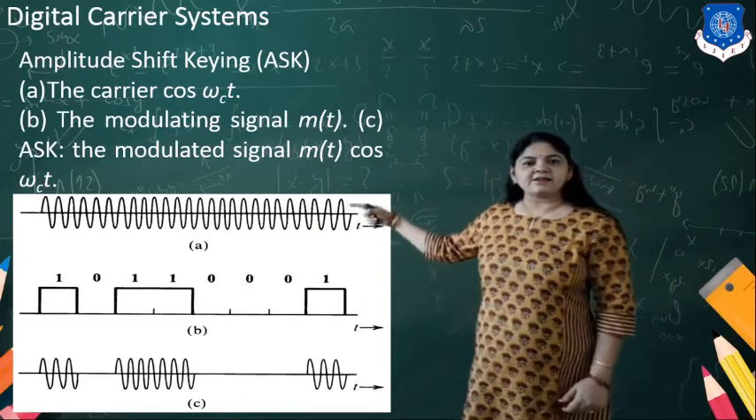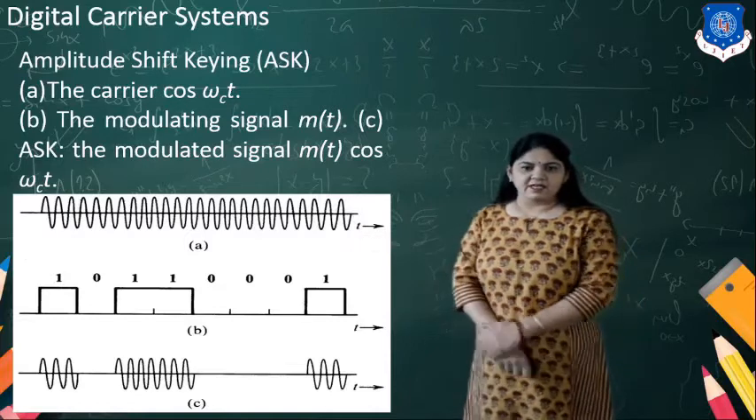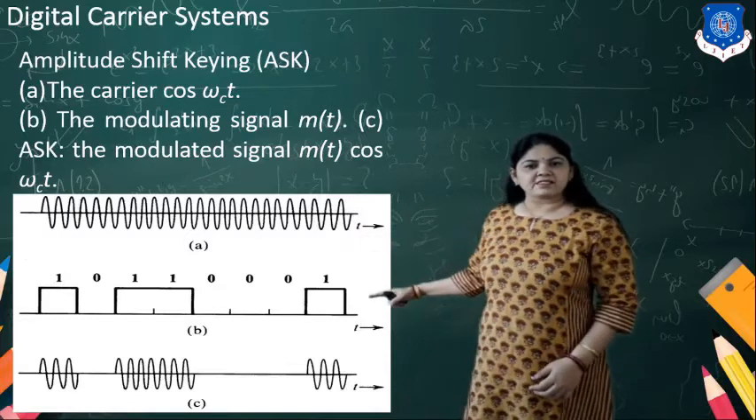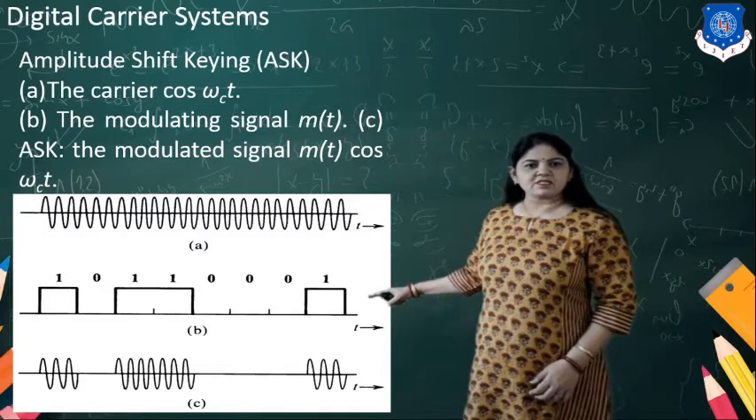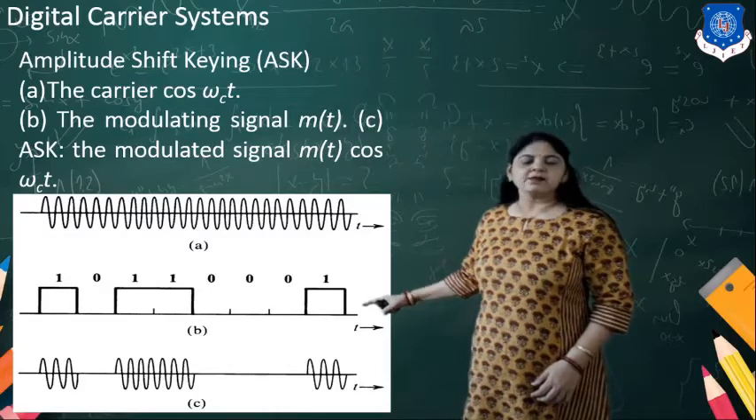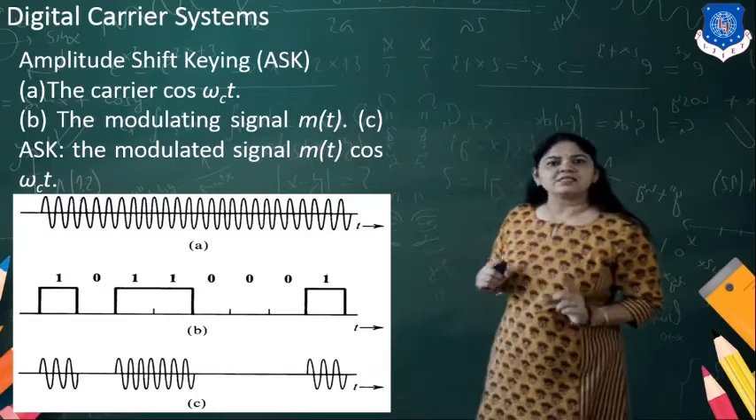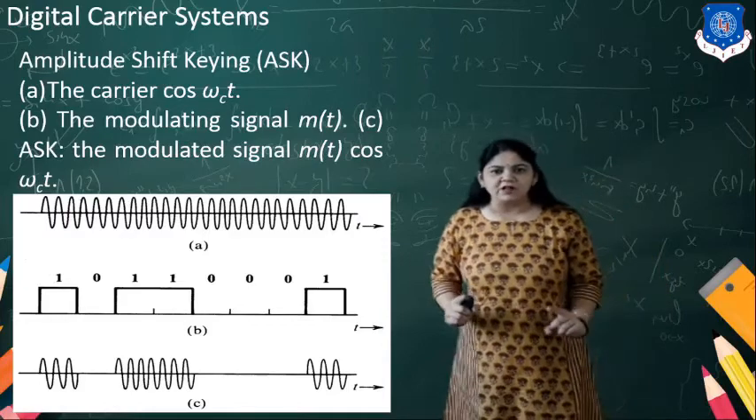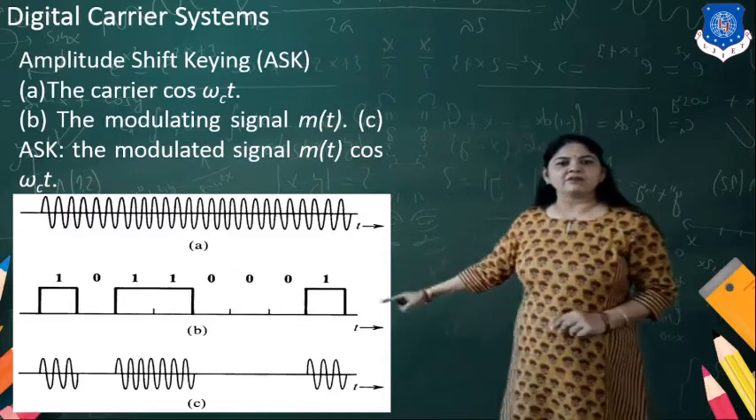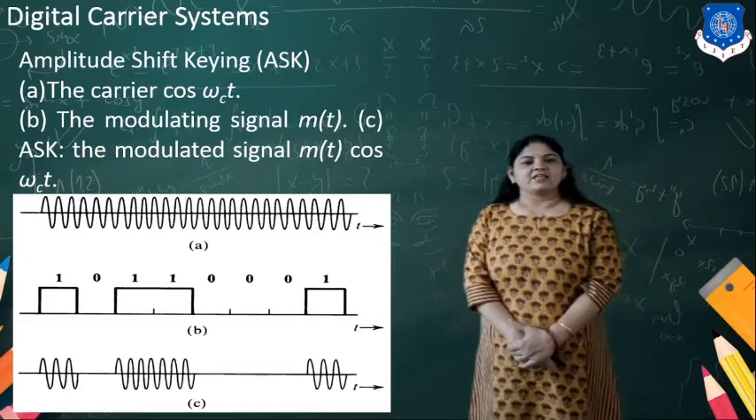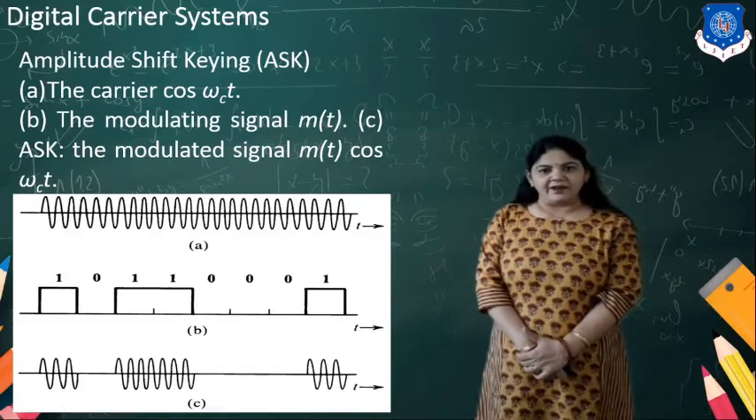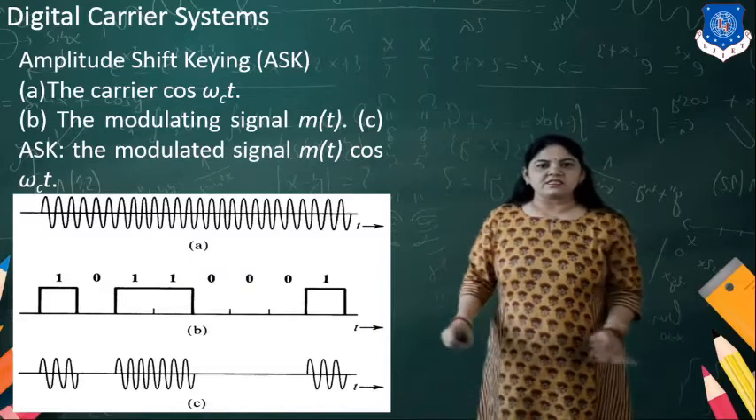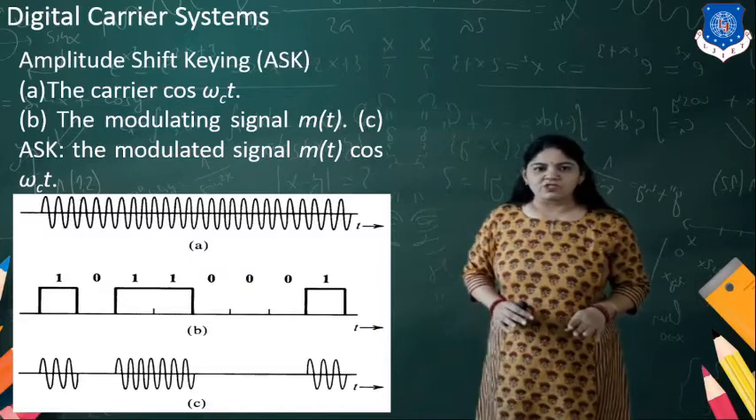Here you can see that this is the carrier signal, the upper input signal. This is the modulating signal, and analog signals are converted into digital form, and we have the data bits 1 0, 1 1, 0 0 0 and 1. 1 means the pulse and 0 means no output.